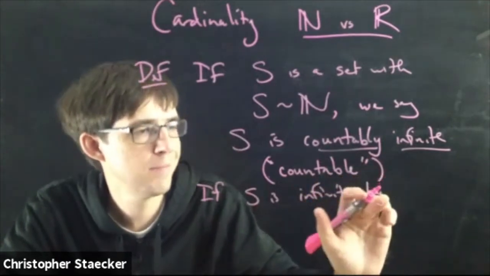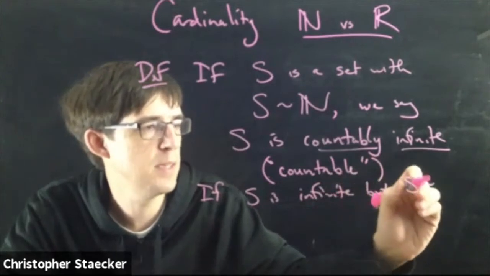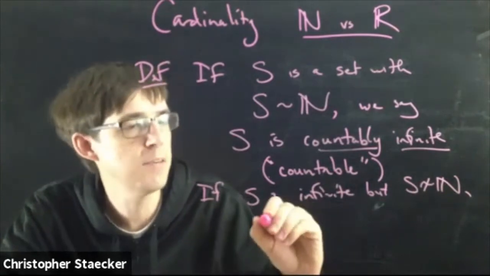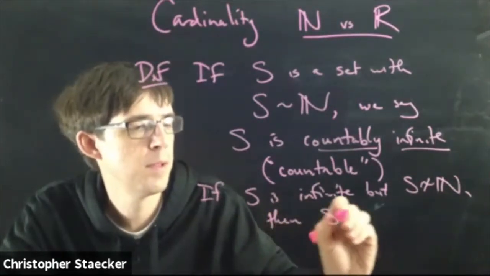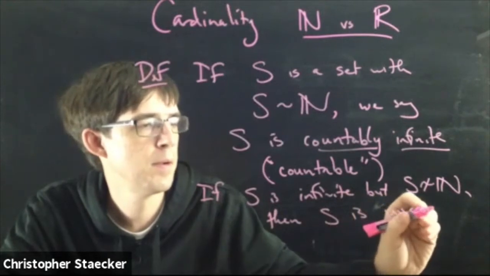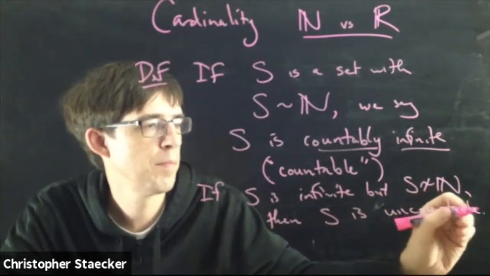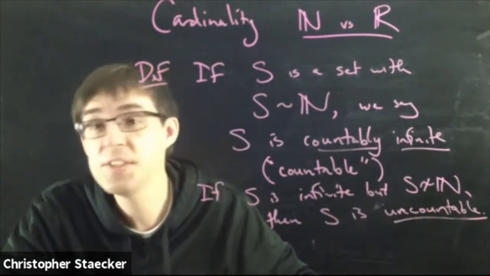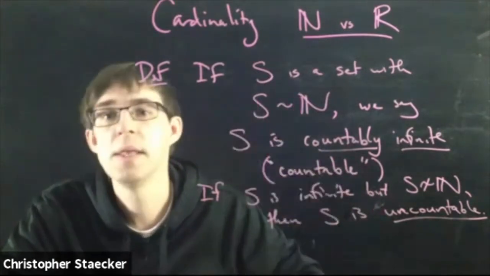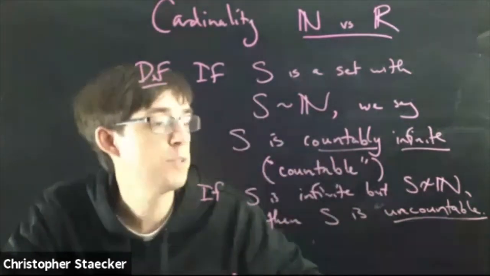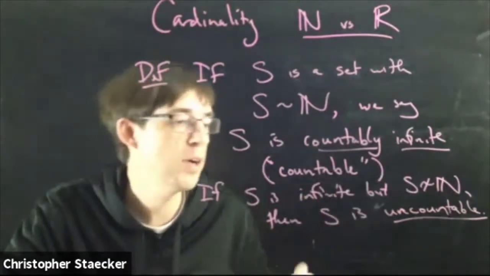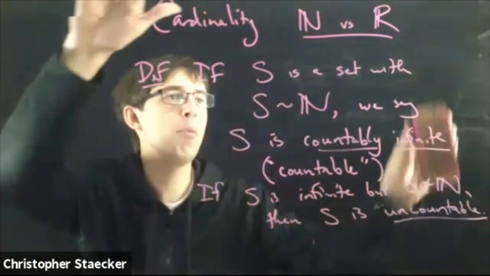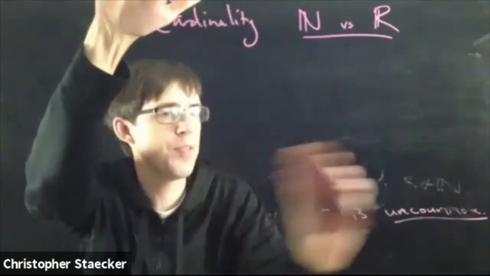but S is not the same size as N, then we say it is uncountable. Uncountable, all right? So there's two types of sizes of infinity. One is countable, that is the same size as the natural numbers. And then anything else we call uncountable, bigger than the natural numbers, I guess. Countable, remember, means there's a bijection with the natural numbers.